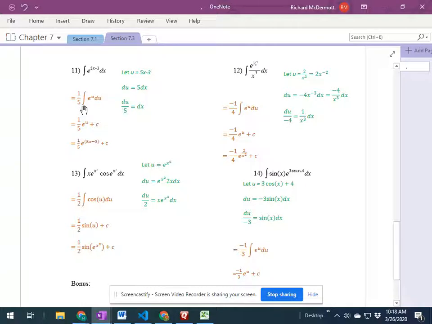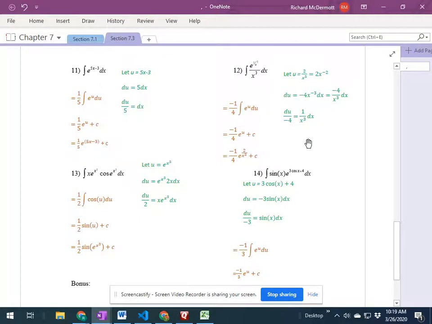Now we're looking at 1/5 the antiderivative of e to the u du. And the antiderivative of e to the u du is e to the u plus c. We still have that 1/5 out in front. And we've got to do our back substitution. And we end up with 1/5 e to the 5x minus 3 plus c.